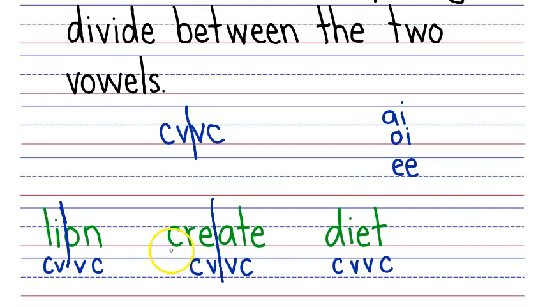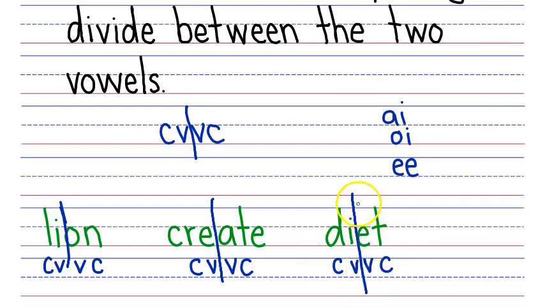In this case, the first syllable is now Cree because it's an open syllable where it ends with a single vowel letter that makes a long vowel sound, E, Cree. And the second syllable is a VCE syllable where the E is silent. It's telling us that the A makes a long A sound. Eight. Eight is the second syllable. Create. And diet, we would put the syllable division between the two vowels. And that gives us an open syllable over here where the I makes a long I sound. Die. And a closed syllable over here where the E makes a short E sound. Eh. In et. Diet.